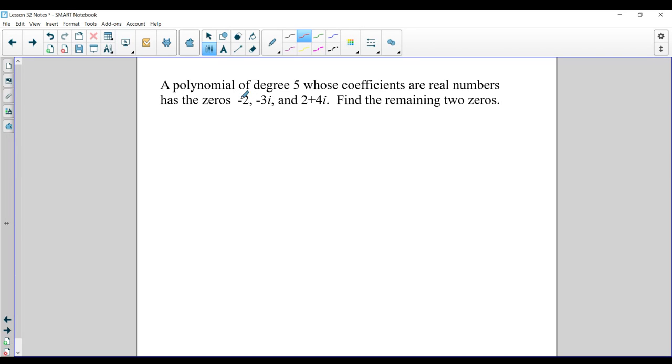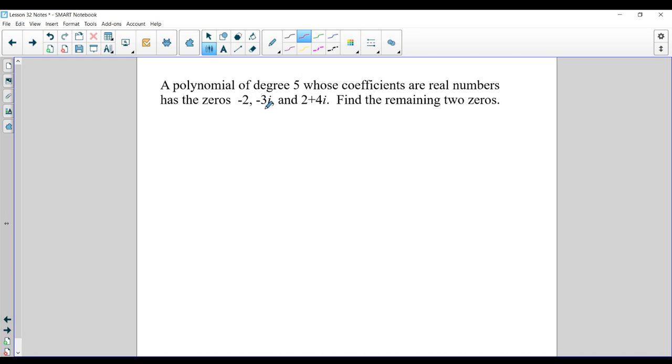Regular old real numbers don't necessarily come in pairs. That was when we were talking about multiplicity. They can, but if I have negative 2 as an answer, that does not mean that I have positive 2 as an answer. I could, but I don't know that I do. But with the imaginary and complex numbers, I do know that those come in pairs. So I would get another answer from the negative 3i, and I would get another answer from the 2 plus 4i. So if I started off with 3, I get another one to match with this and another one to match with this. There's my 5 answers.